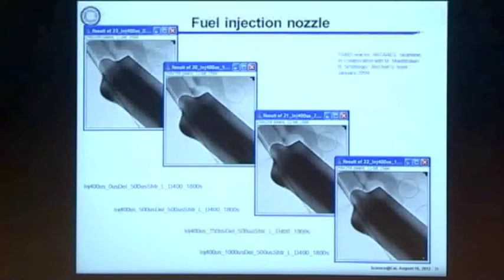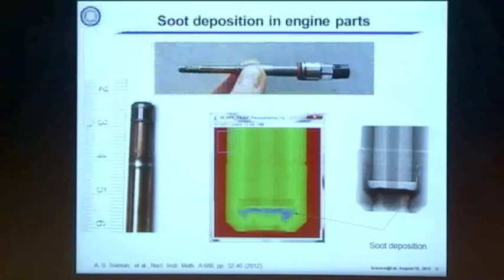So we've done dynamic studies. Again, we need more statistics. But you can see, again, very poor statistics yet. But we can see how the spray comes out and what happens within the nozzle. So these studies will be continued.